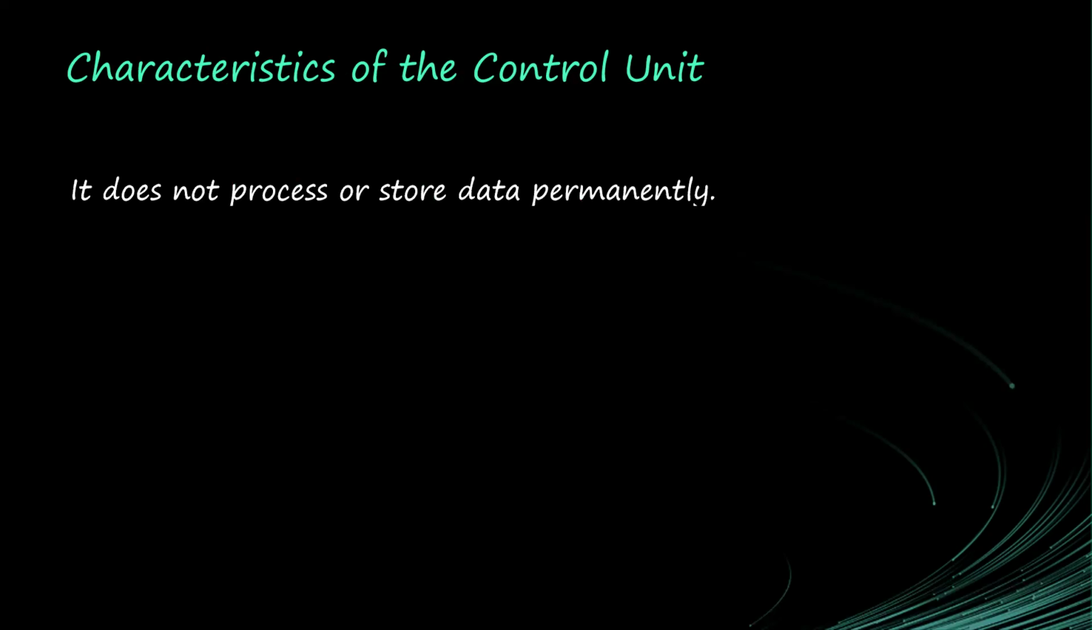Characteristics of the control unit. It does not process or store data permanently. It doesn't process or store data. So the processing of the data is not really done by the CPU. Its job is to determine, understand what the instruction wants it to do. Then it will now direct it to the right device that will do it.